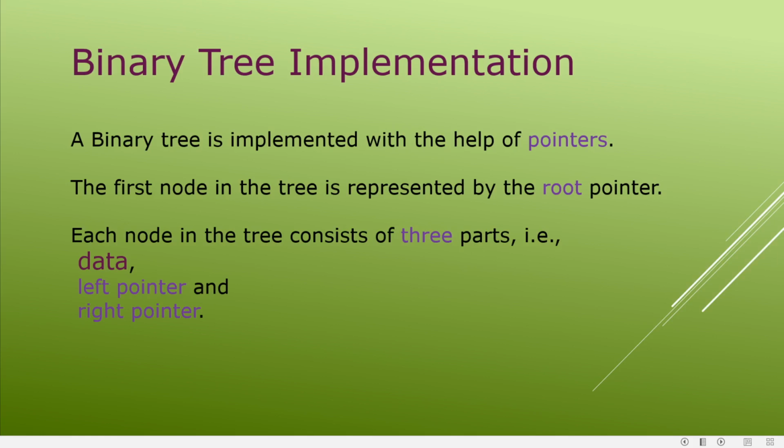Binary tree implementation. How do we implement these binary trees? With the help of pointers. The first node in our tree is represented with a root node. The first node in a tree representation is represented by the root pointer. Each node in a tree consists of three parts, that is data, left pointer and right pointer.